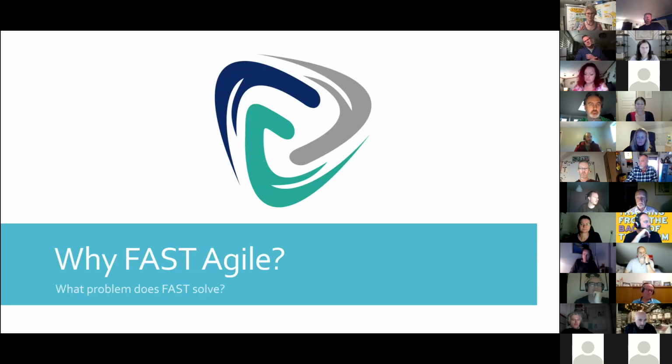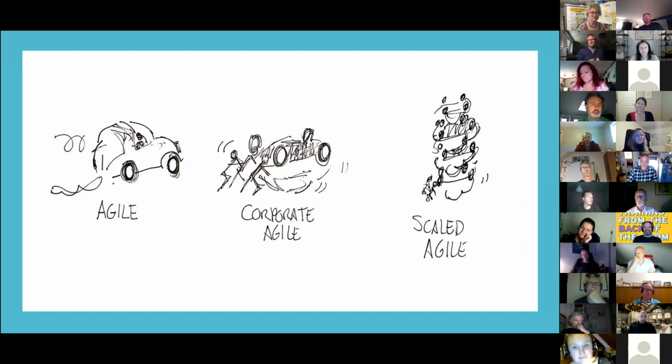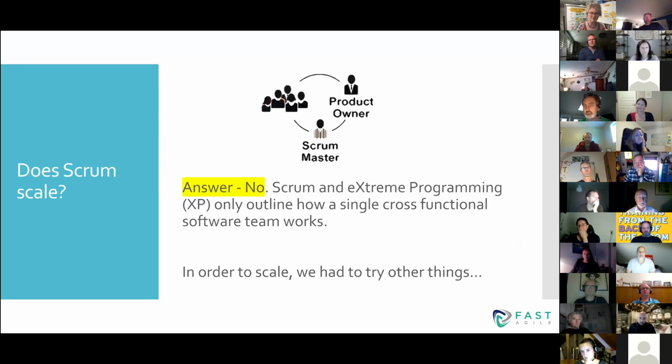So let's go into the why of FAST Agile. What problem is FAST trying to solve? I found this image slide on the internet, which I think captures what I feel about Agile and where it's gone and what needs fixing. I think corporate Agile needs fixing, and so does scaled Agile. I think there are improvements that can be made, and I think FAST is really trying to solve that.